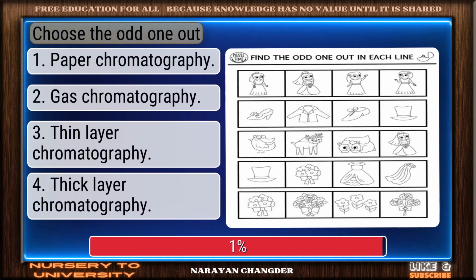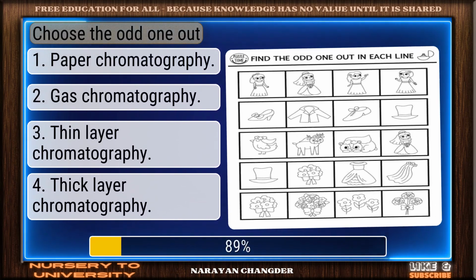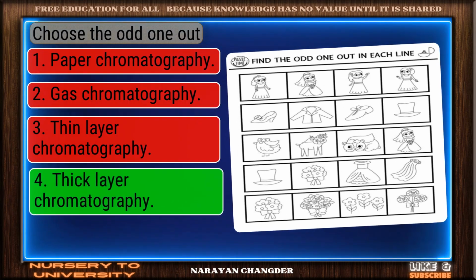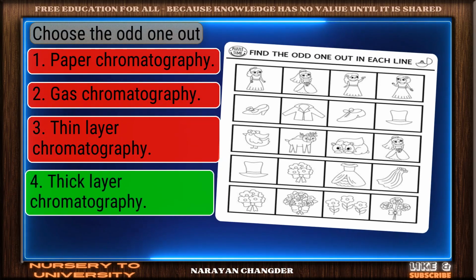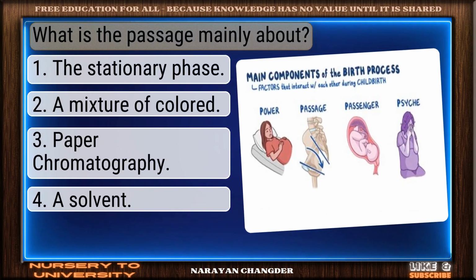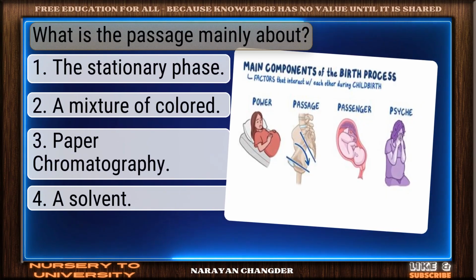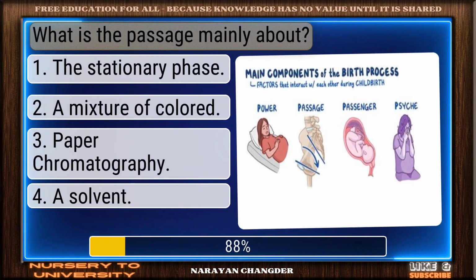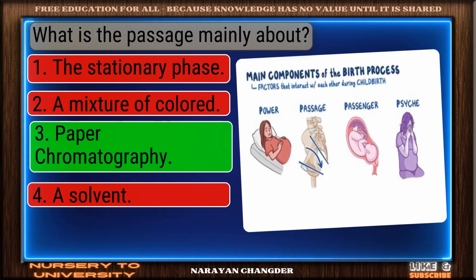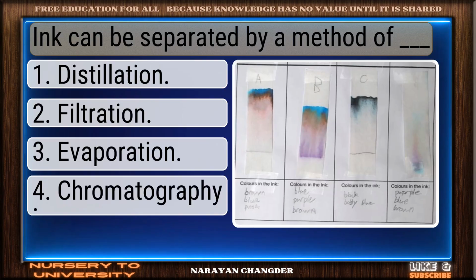Choose the odd one out. Smart pick. Thin layer chromatography is the correct choice. What is the passage mainly about? Correct. Paper chromatography is the right answer.